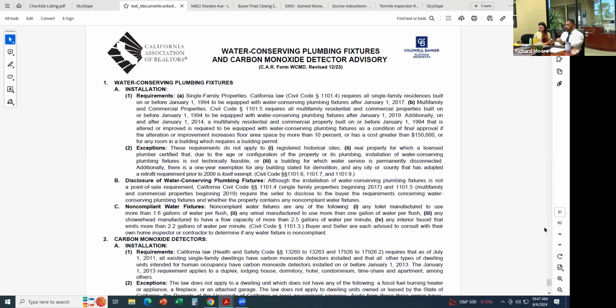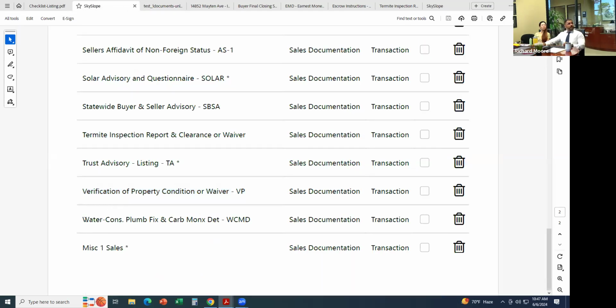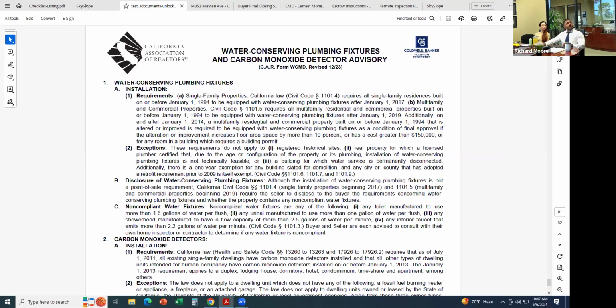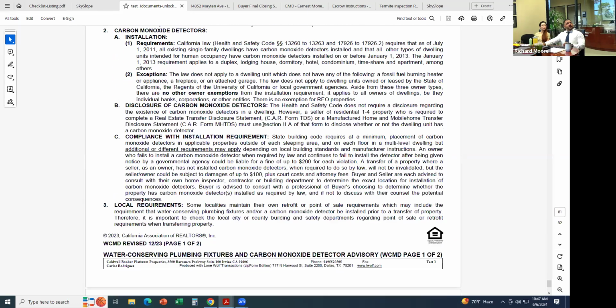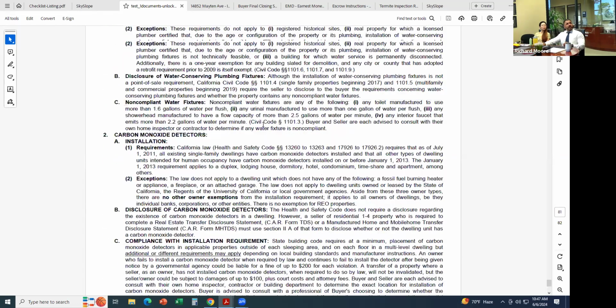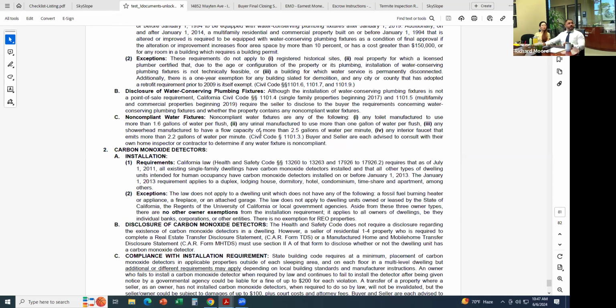The buyer signs the bottom of it, so this is provided by the buyer side. And then they send it to the listing side, then the seller signs it, but it's furnished by the buy side. So, let's see. And the last one on the list is the water conserving plumbing fixtures and carbon monoxide detector advisory. And it's just another signature page, but this should be provided by the sellers, the listing side.